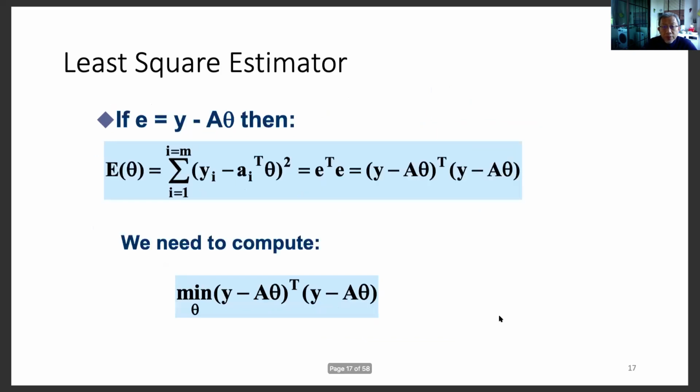Okay, so if E is equal to y minus A theta, then the error will become (y minus A theta) transpose, where the power of T is transpose, which is the interchange between row and column, times (y minus A theta). So we need to compute this in order to find the parameters.